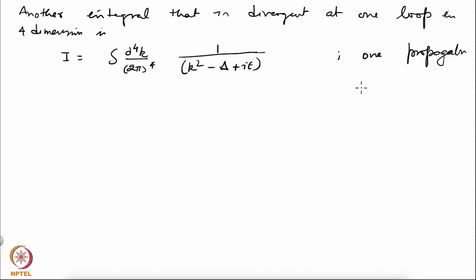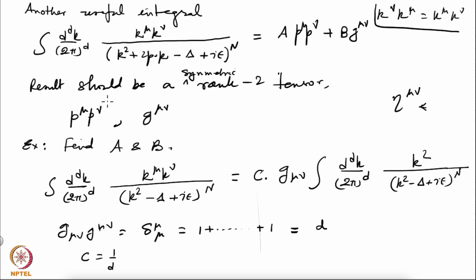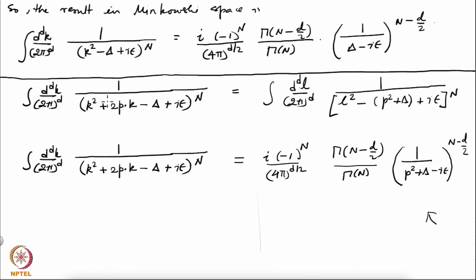So what kind of diagram is this? This comes from this kind of diagram. Only one propagator here. So this is a self-energy diagram. Let's look at what kind of singularity this will give. Going back to the integral here, in this I will put capital N equal to 1 and d equal to 4 minus 2 epsilon.